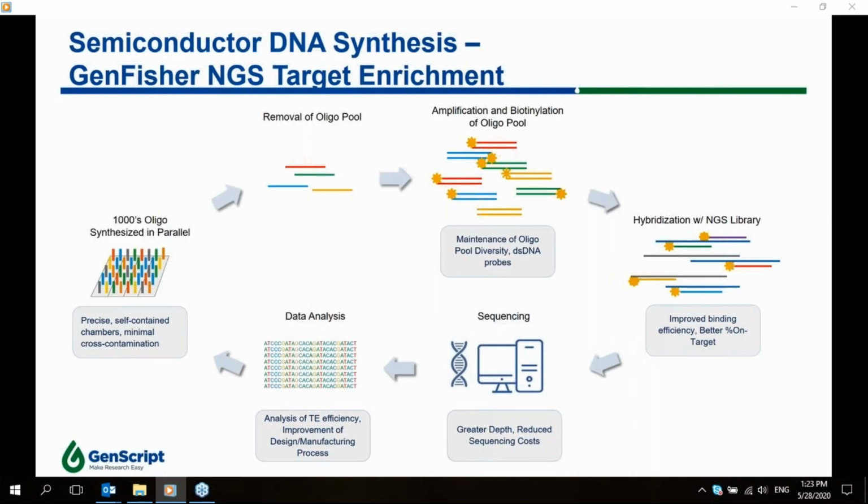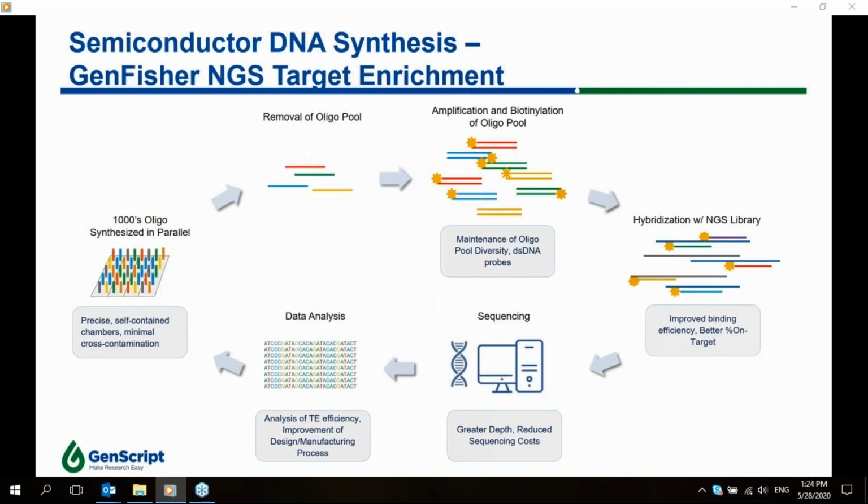Here's what we do. Starting from the very left of this diagram, thousands of oligos that carry the probe information are made in parallel, quickly and precisely. After they are removed from the chip, they are subjected to PCR with biotinylated primers to become actual target enrichment probes.